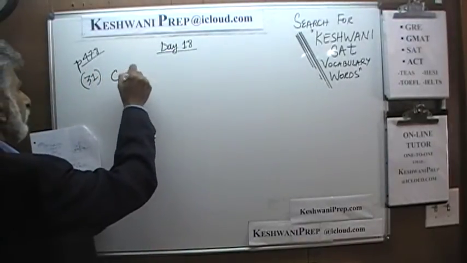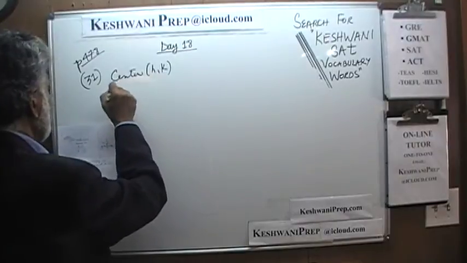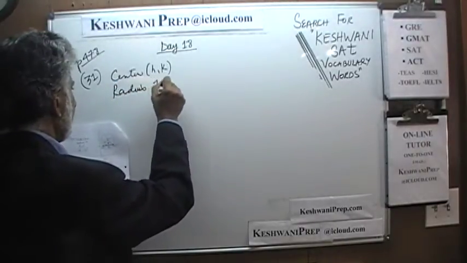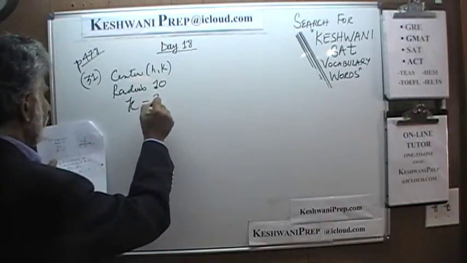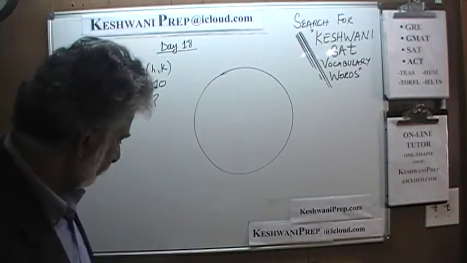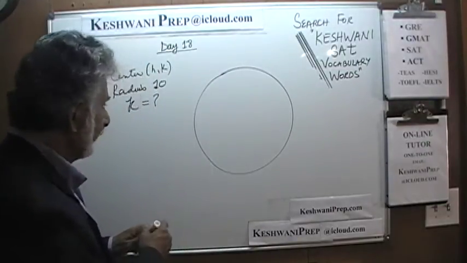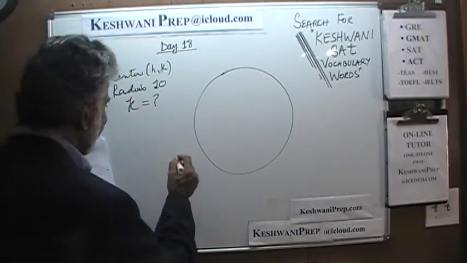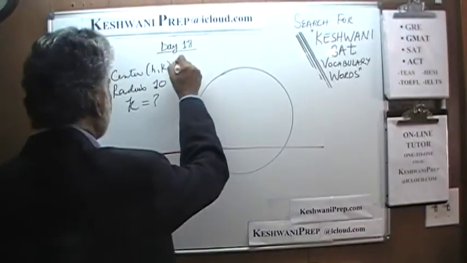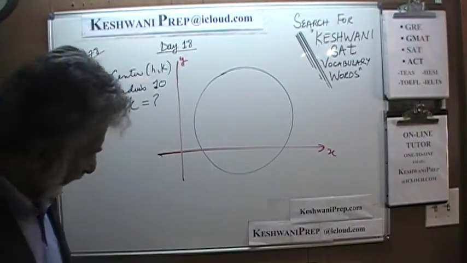In 31, we have a circle with the center H, K and radius we are told is 10. The question is, what's the value of K? So let me first reproduce a picture on the blackboard. So here is our circle, and let's do the x and y axes. I'm going to do it in a different color. So here is our x axis, and here is our y axis. So far so good.